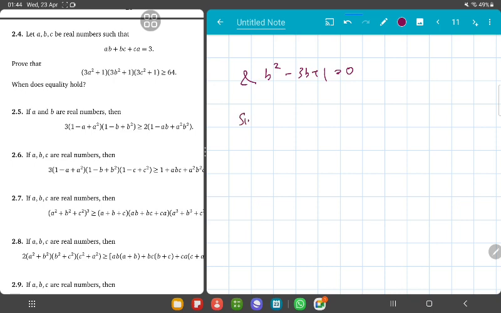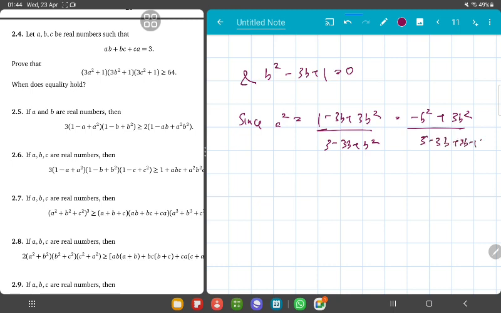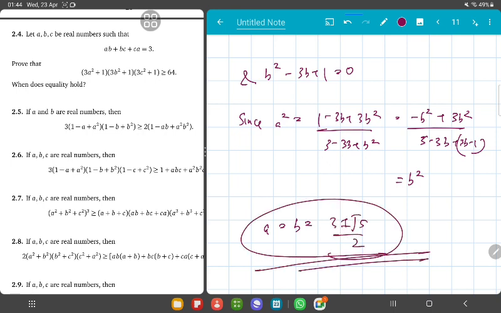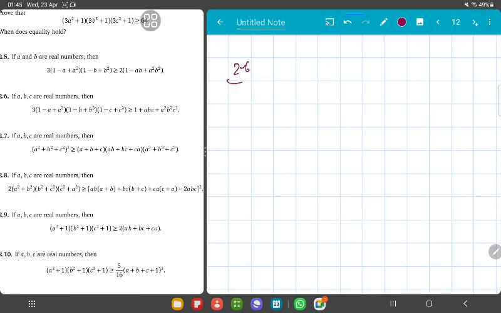Since a square equals 1 minus 3b plus 3b square upon 3 minus 3b plus b square, you can solve it and you will get b square. So this equality occurs for a equals b equals 3 plus or minus root 5 by 2. This will be your answer for this one. Next question you can read as 2.6.